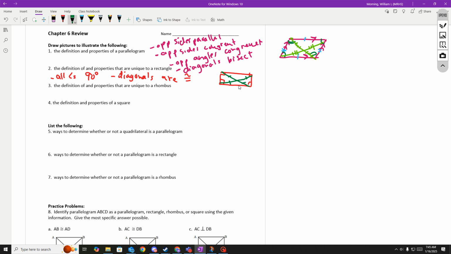Okay, because they're both bisected, but they're both the same measure. So all of these end up being congruent. So these are the additional properties for our rectangle.